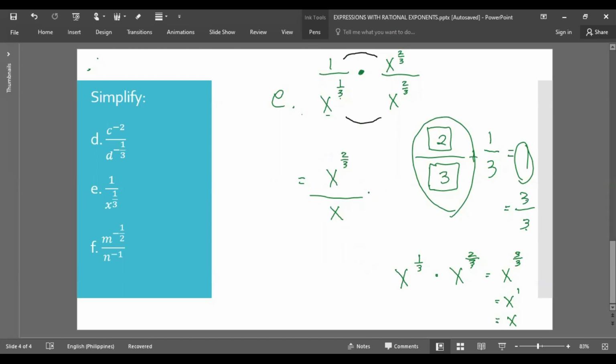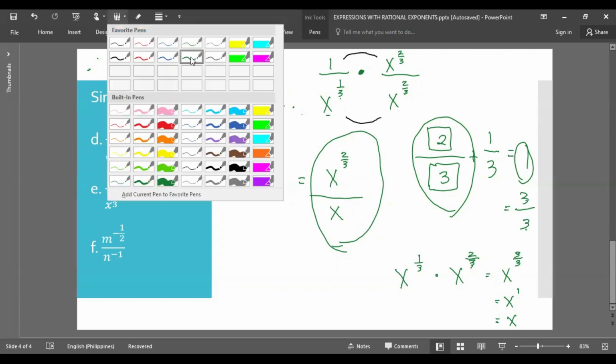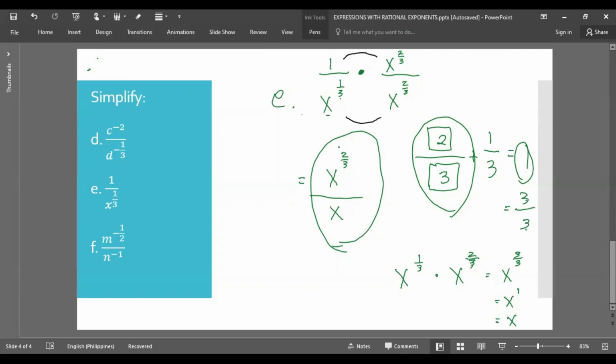Do you think this is now the simplest form of this expression? Yes, it is. Now, some of you might say that this is not yet the final answer. Ma'am, di ba we can still apply the fourth law of exponent, wherein since the bases here are equal, we can subtract the exponents here. Because that's the fourth law of exponents.